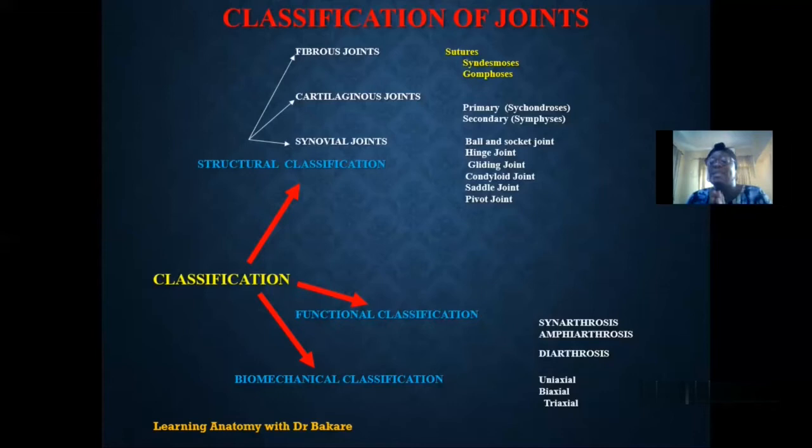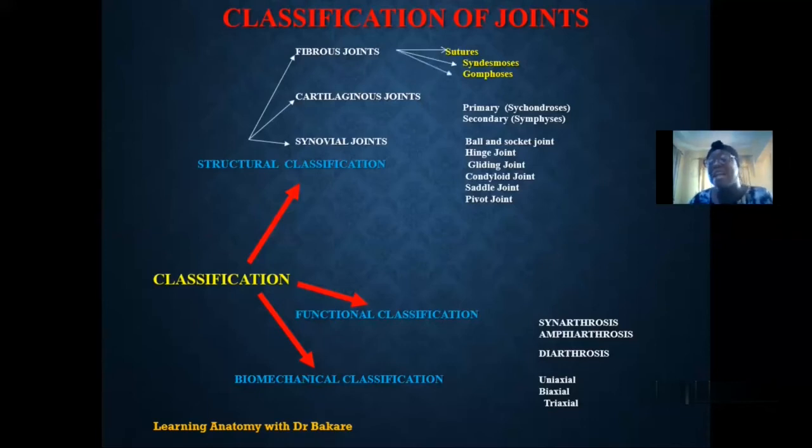So when we want to do structural classification of joints, whether it is a fibrous tissue, cartilaginous tissue, or a synovial tissue that is responsible for forming the joint will be used to classify the joint based on structure. Then going further on this, for the fibrous joint, we could either have sutures, syndesmosis or gomphosis.